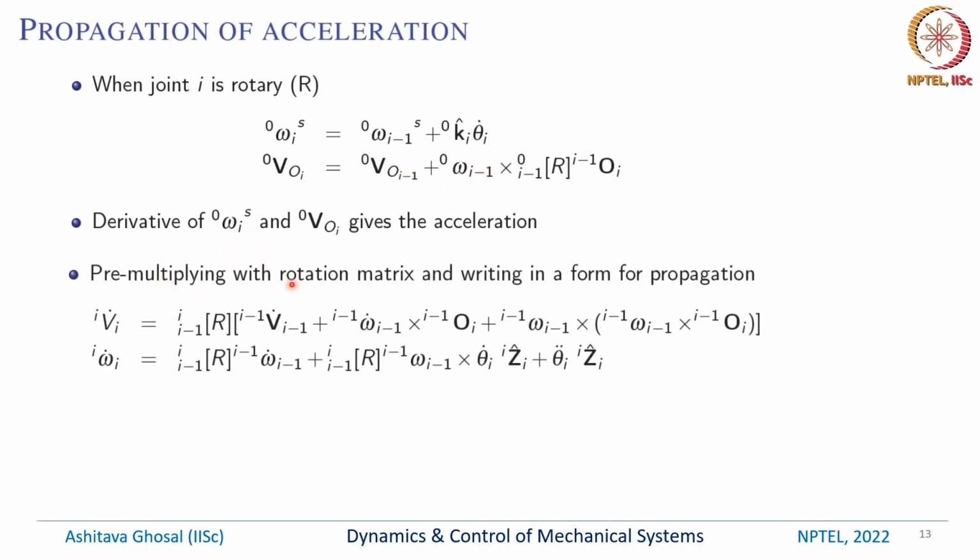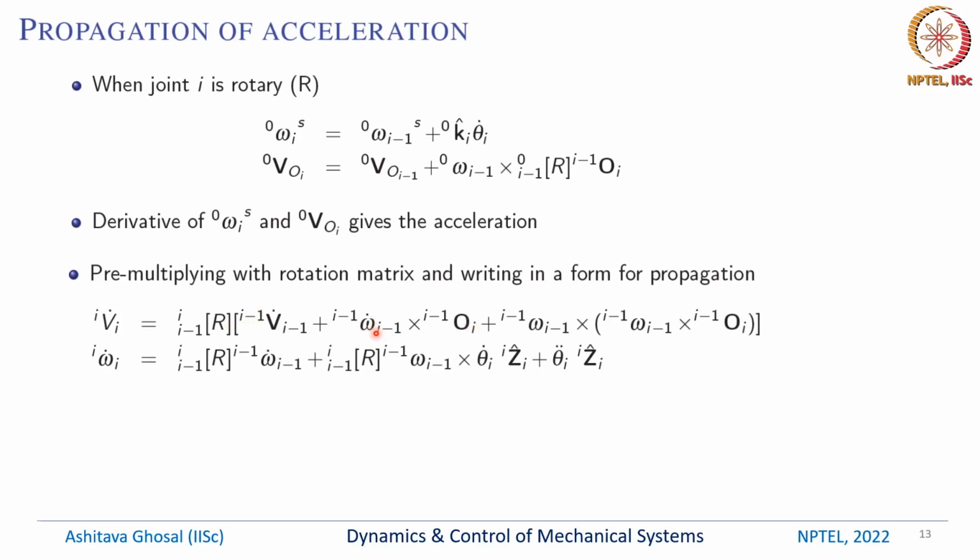Pre-multiplying the derivative rotation matrix and writing in the form for propagation, we can show that the derivative of v_i dot, again written in the ith coordinate system, is again something very similar in concept. It is nothing but the acceleration of the (i-1)th coordinate system, again with some superscript i-1. Then it is some alpha times r.